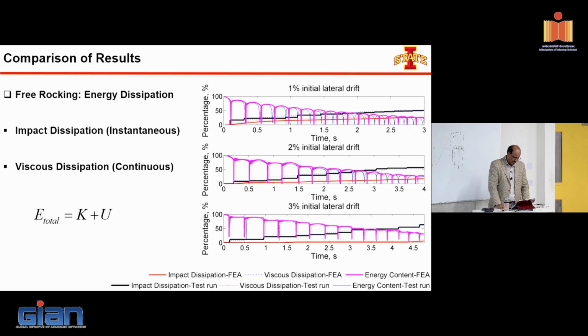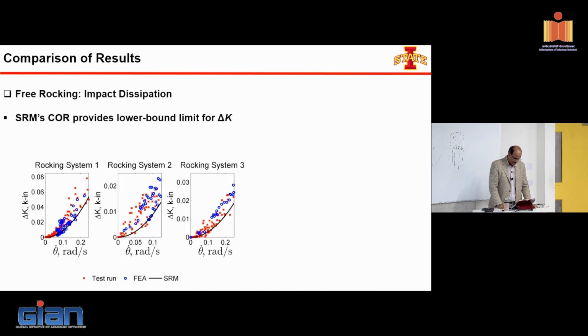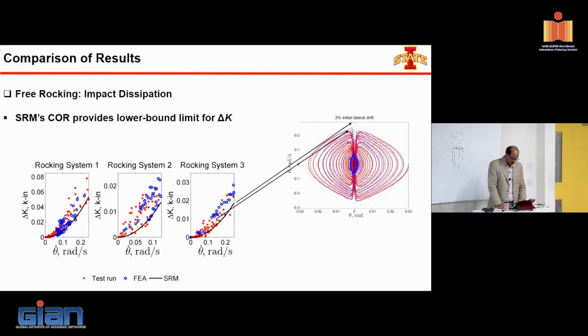In this particular case, we were trying to quantify the impact energy dissipation versus the viscous energy dissipation. The viscous energy dissipation is typically roughly a constant value. In these figures, the purple ones are the impact energy dissipation. So you can quantify and characterize and figure out how much energy is to be calculated. I don't want to go into a lot more detail here.